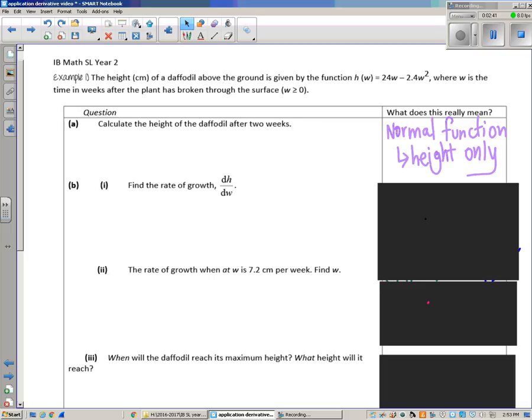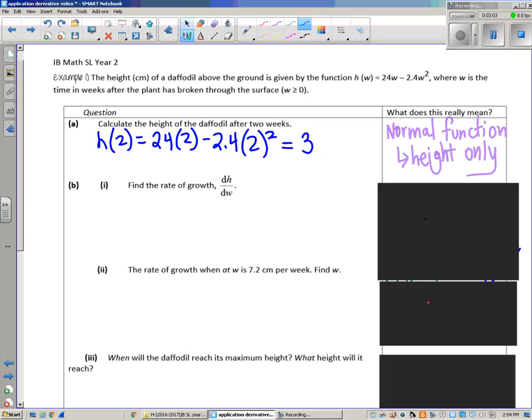So what I'm going to be doing in the normal function is plugging in for h of 2. So I have h of 2 is equal to 24 times 2 minus 2.4 times 2 squared. And when you type that into your calculator, I can figure out that the height after 2 weeks for the daffodil is 38.4 centimeters. So always be aware of your units.